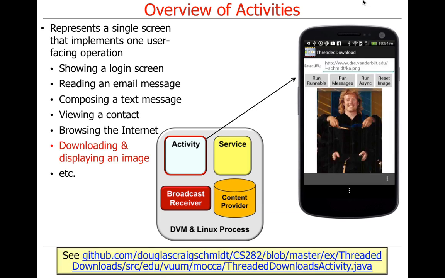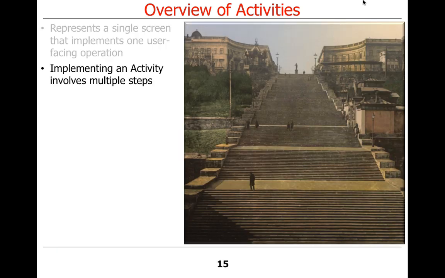In our particular case, we're going to be downloading and displaying an image. So that's what this application does. And if you go look here, you'll see one way of doing that. This is a way that uses activities and some cool concurrency stuff we'll talk about later. So those are examples of things that you can do with activities.